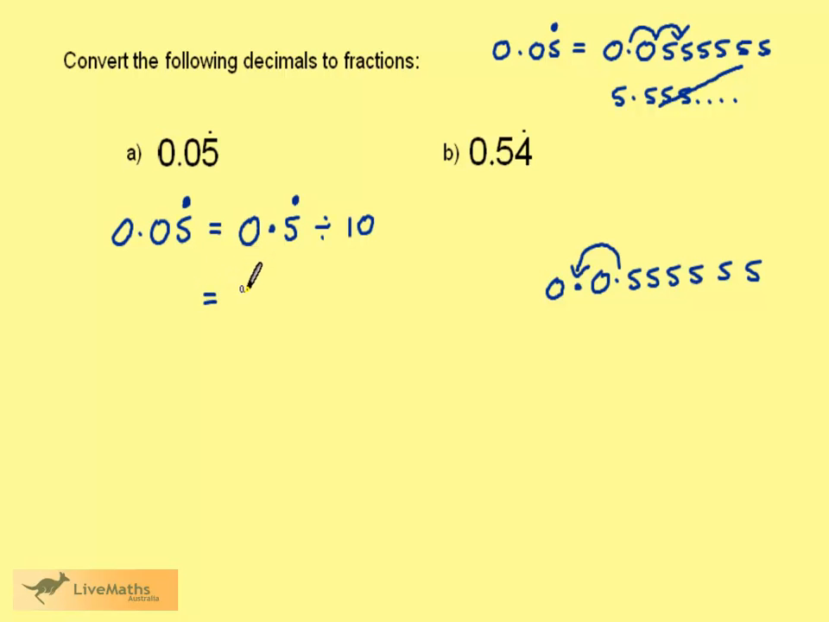Now 0.5 recurring we know is 5/9 using the second method. Remember 1/9 is 0.1 recurring, so 0.5 recurring would be 5/9. We want to divide that by 10, which gives us 5 over 90. 5 goes into 5 one time and into 90 18 times, so we get 1/18.